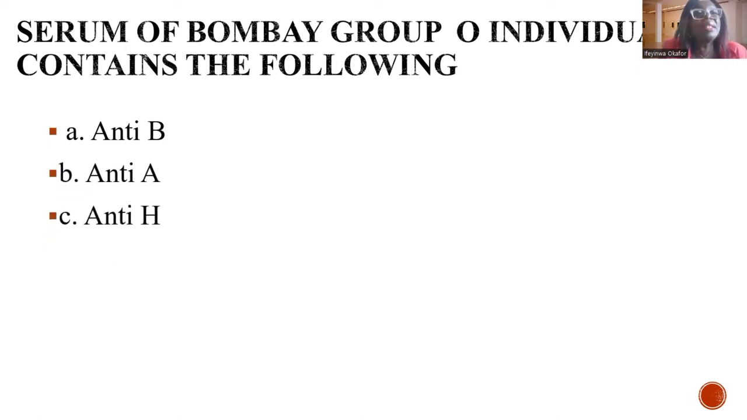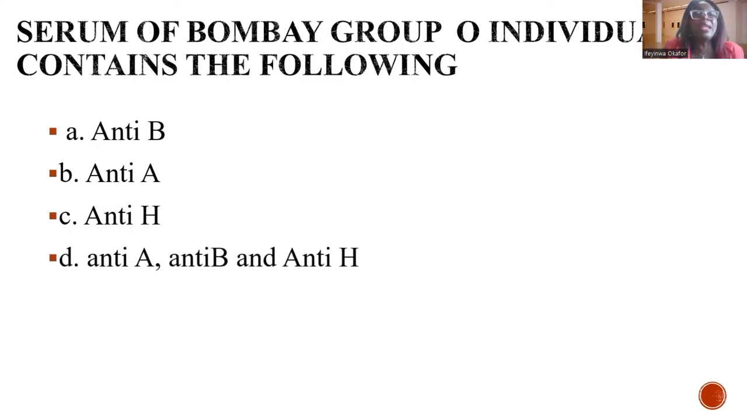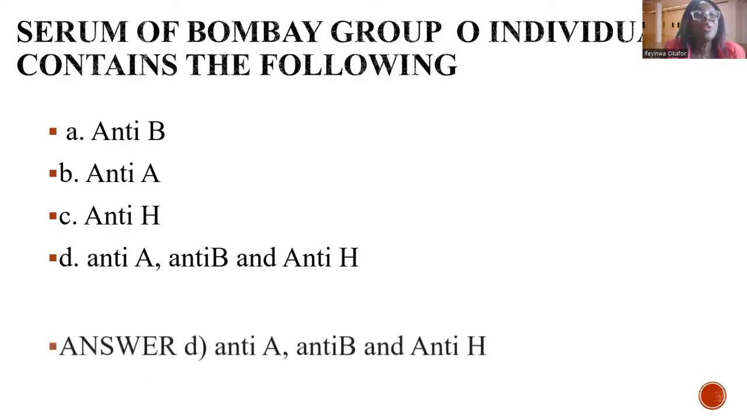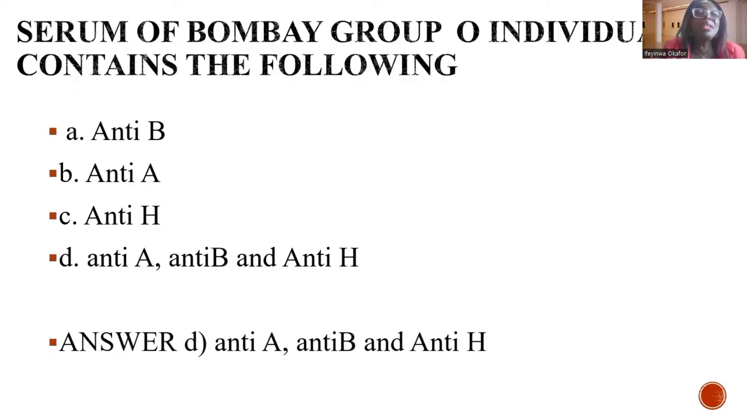The serum of a Bombay group O individual contains the following: anti-B, anti-A, anti-H, anti-A, anti-B, and anti-H. Answer is D: the serum of a Bombay group O individual contains anti-A, anti-B, and anti-H.